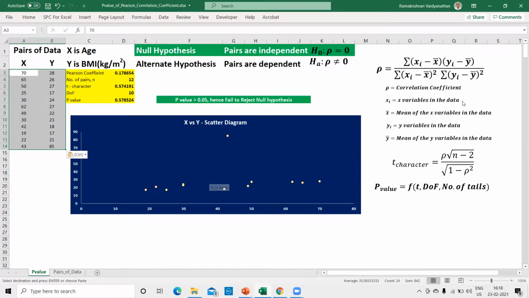This completes my session here. I hope you have understood what a scatter diagram is, how to draw the scatter diagram for pairs of data, and what the Pearson coefficient is. If the Pearson coefficient is 0, there is no strong relation between the variables. If it is close to 1, there is a strong relation between the variables. And how significant they are is obtained using the p-value for the Pearson coefficient.